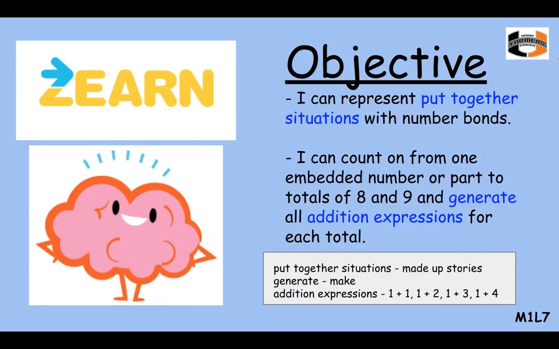Today's objective should look very familiar because it is the same as yesterday's. I can represent put together situations with number bonds. I can represent made up stories with number bonds. The second part is I can count on from one embedded number or part to totals of 8 and 9 and make all addition expressions for each total. So we did that yesterday with the ducks and the frogs. Our total was 8. So what do you think our total will be today? That's right. We're going to be working with the total 9.